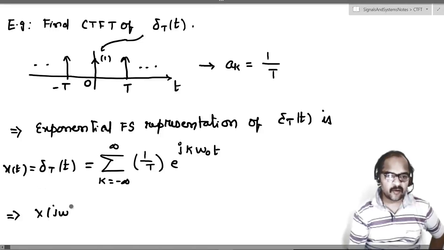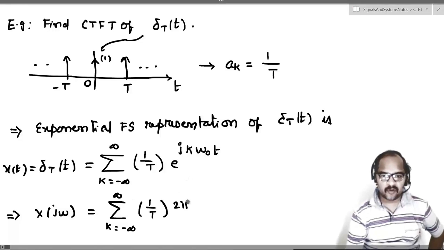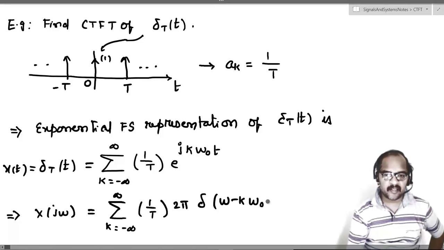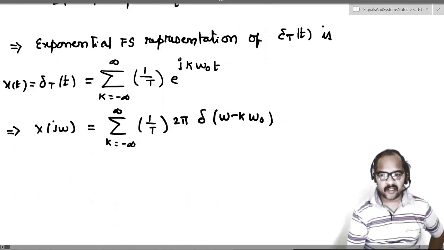X of j omega would be equal to, same rule, summation k equal to minus infinity to infinity, 1 by T is a constant, and this fellow will have what as Fourier transform? 2 pi delta of omega minus k omega naught. Okay, so that would be the Fourier transform of the periodic impulse train.